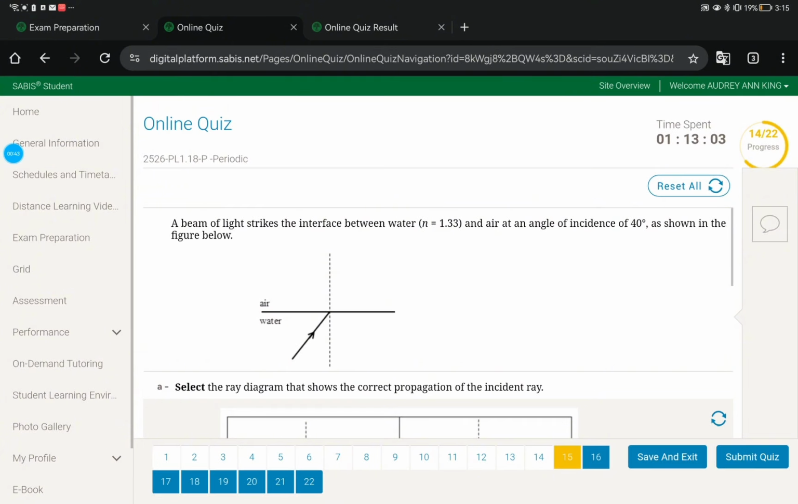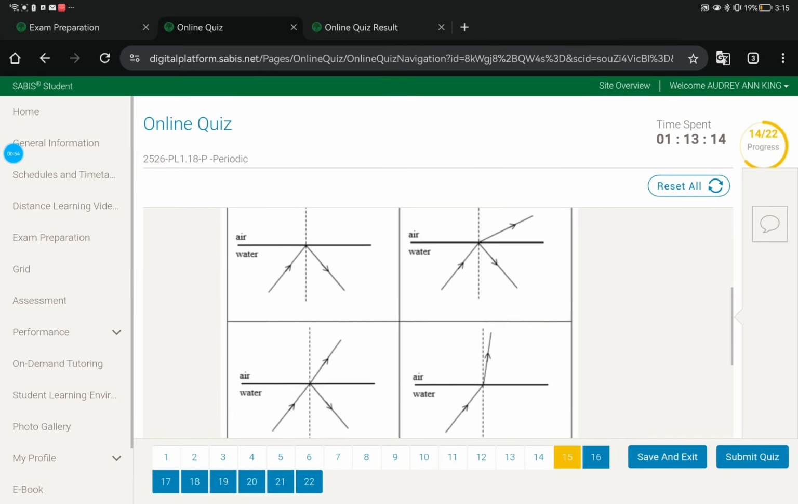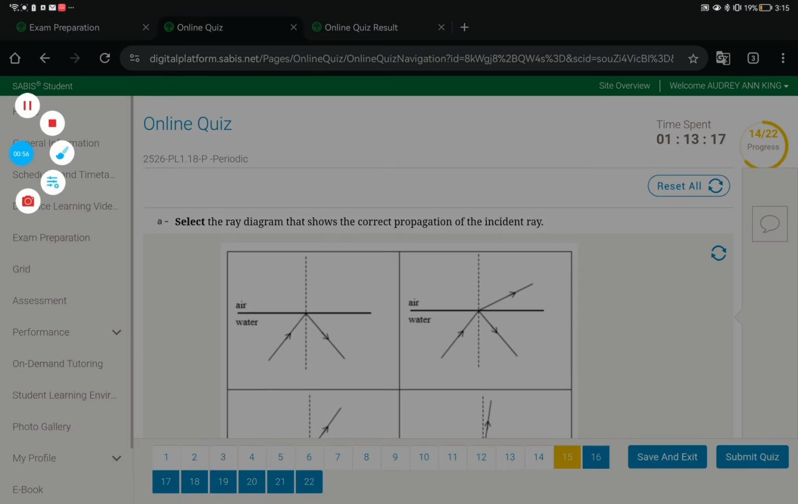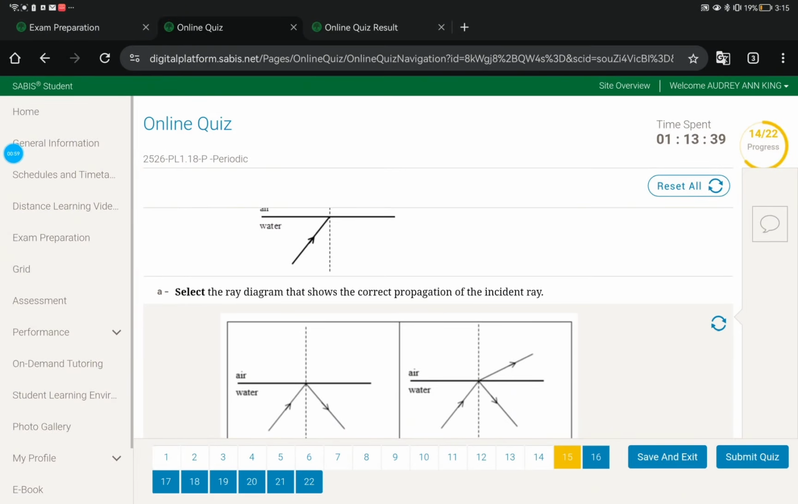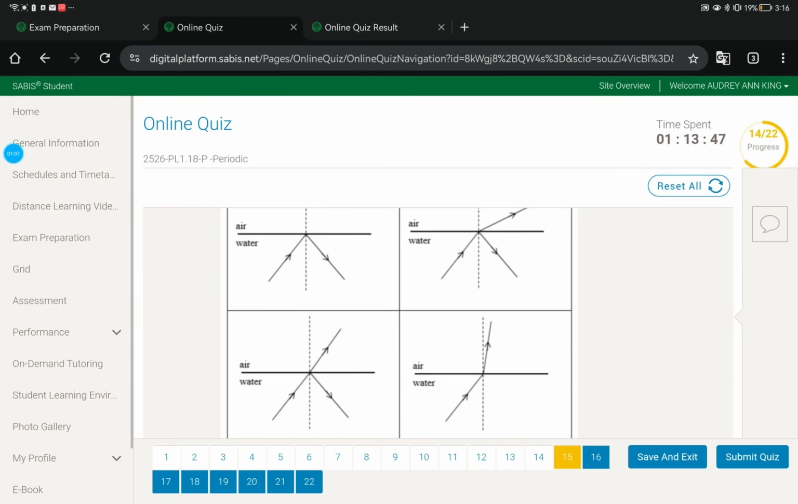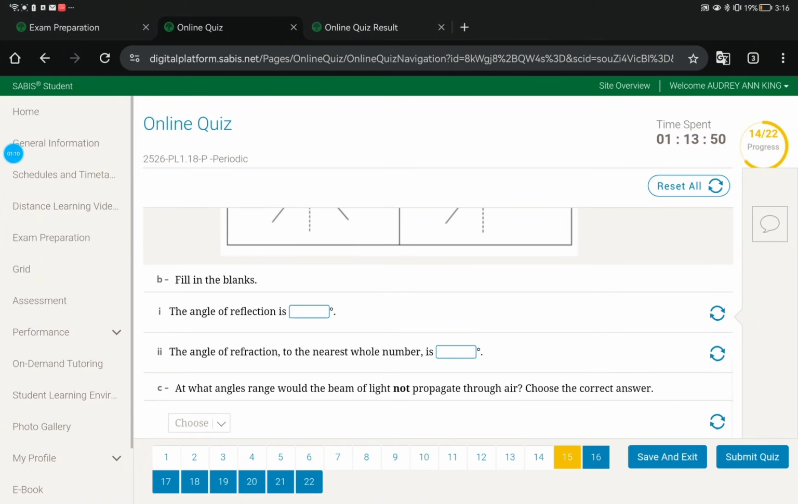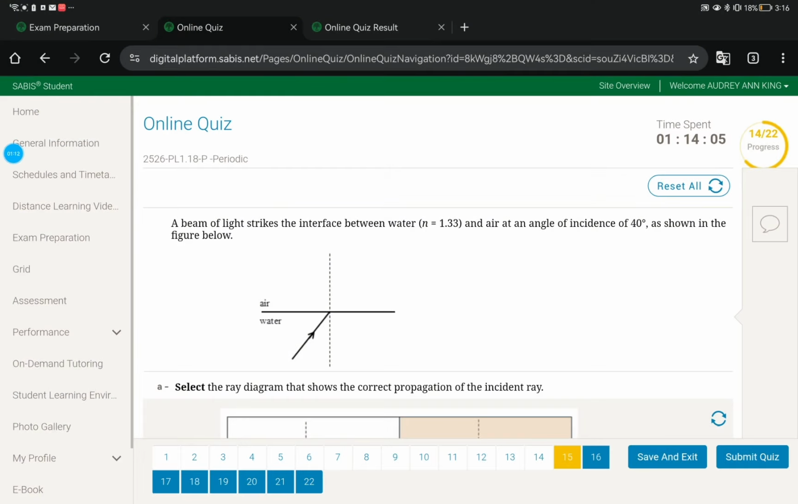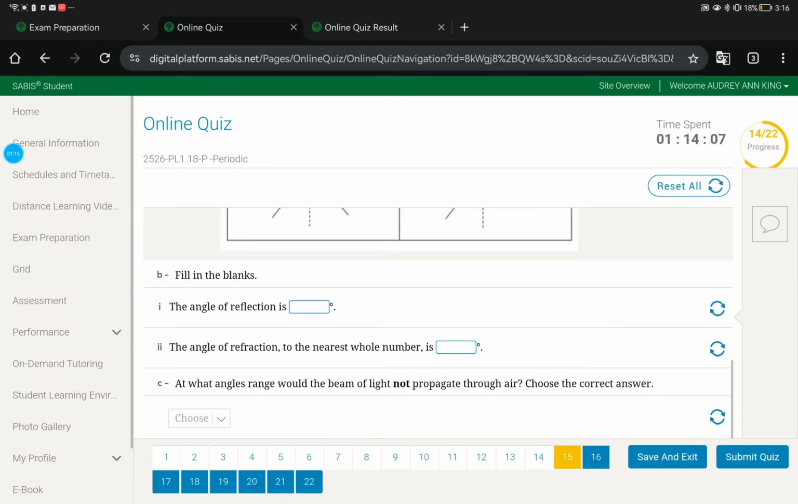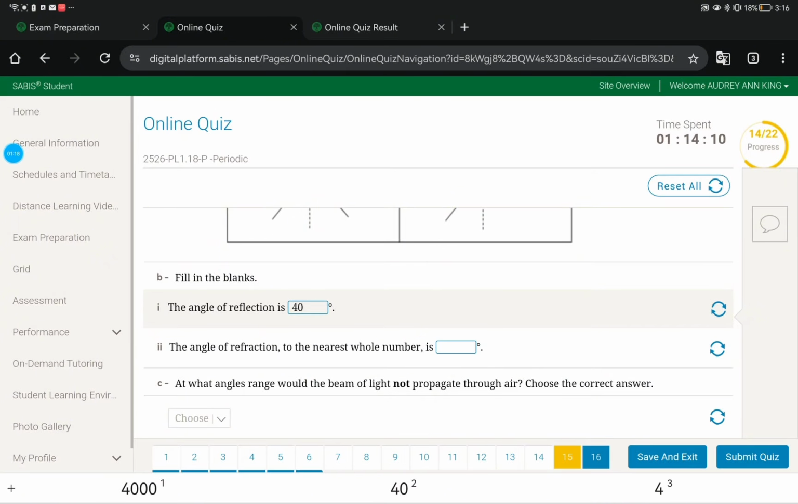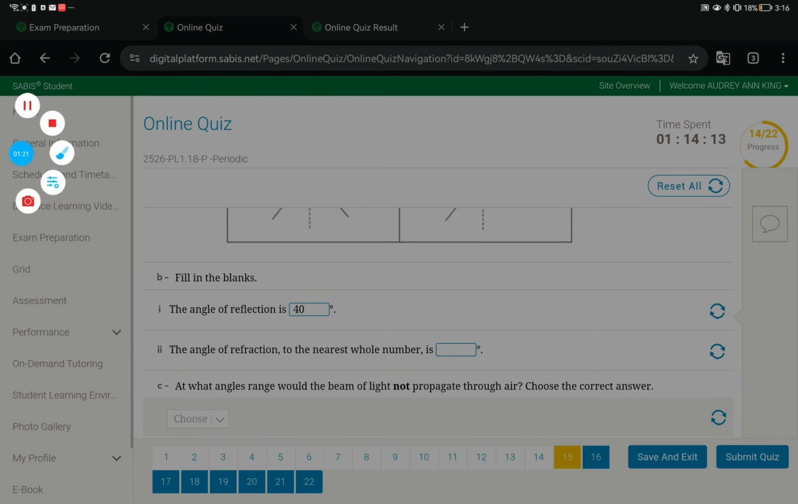A beam of light strikes the surface in the interface between water 1.33 and air at an angle of incidence 40, shown in the figure below. Select a diagram that shows the propagation of the incident ray. It's going to be tilting away from the normal because it is going from more dense to less dense. So the only one tilting away from the normal is this one. The angle of reflection is, now we know that the angle of incidence is 40, meaning that the angle of reflection is also going to be 40. The angle of refraction to the nearest whole.